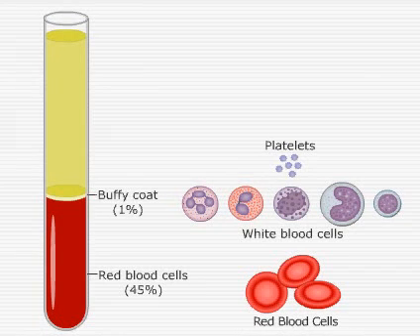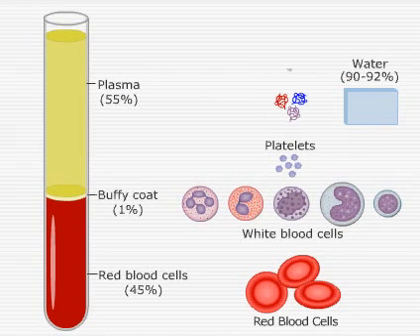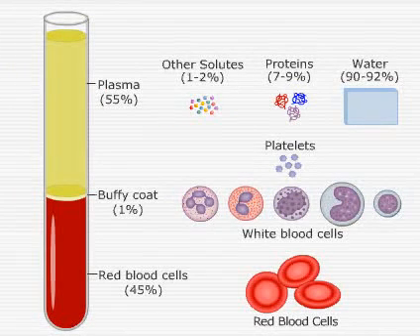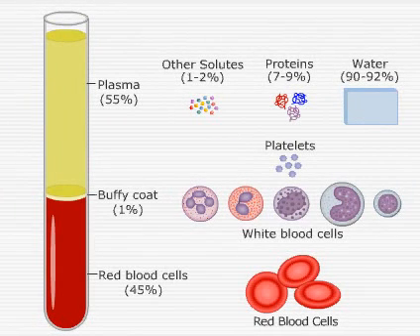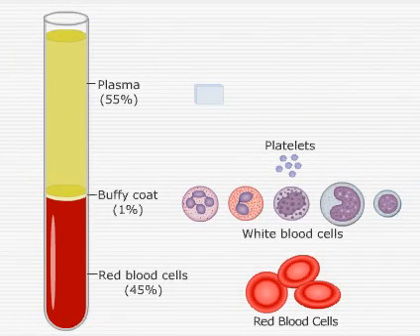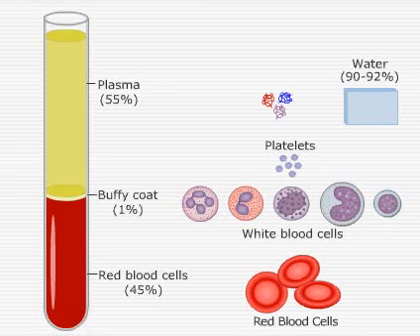Now above the buffy coat, on top of the formed elements, is the blood plasma. This straw colored fluid makes up approximately 55% of the total blood volume. By weight, the composition of the plasma is about 91.5% water and 8.5% dissolved solutes. That is what you need to remember.